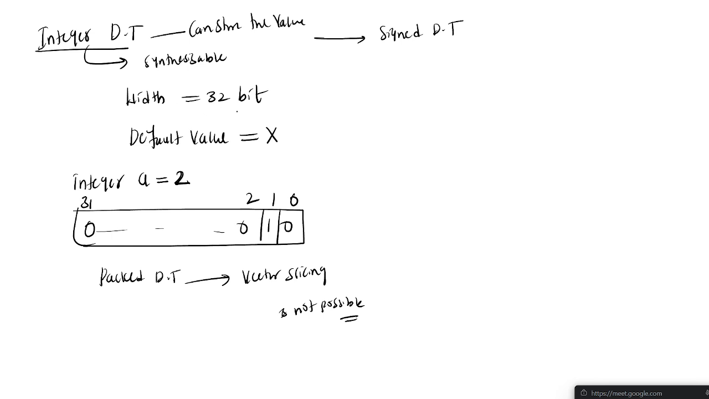It's a 32 bit. Actually, reg A or wire A, how many bits is this? 1 bit. But integer is 32 bit. Okay. Suppose if I want to access like integer A[3:0], this is not possible. Why? Because vector slicing is not possible. Is it fine?